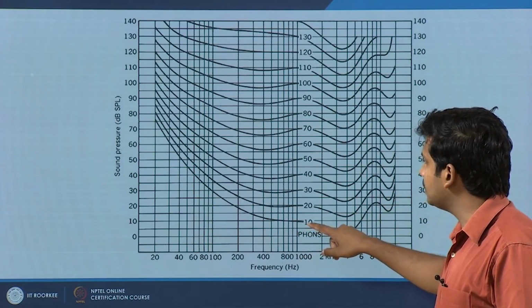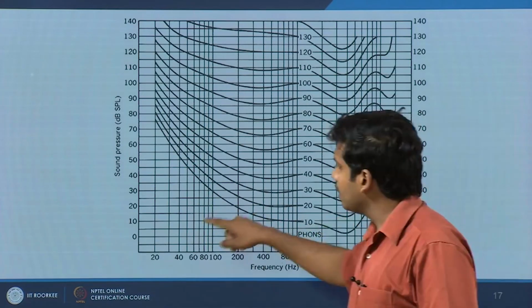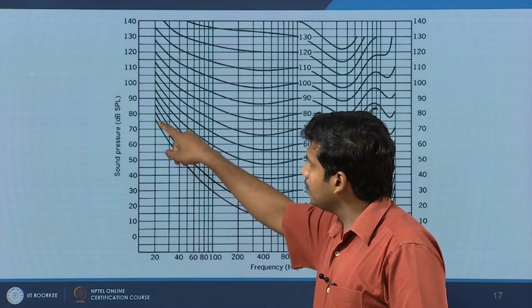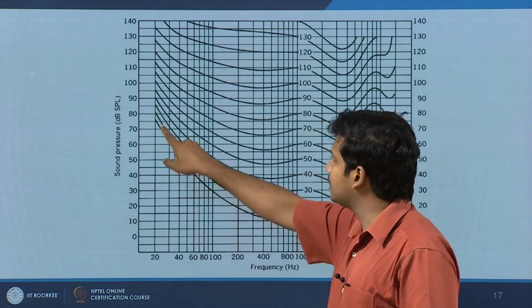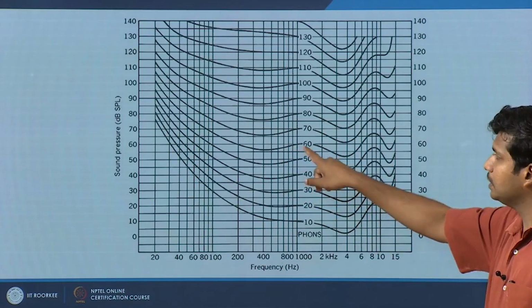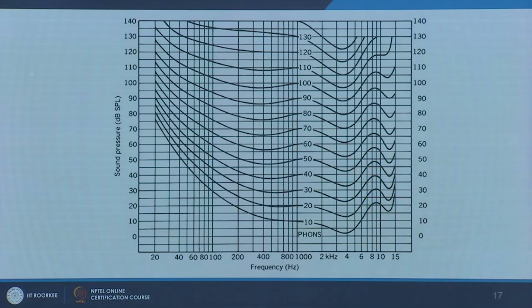Say at 1000 hertz this particular 10 dB, at 20 hertz even the 75 dB sound will be perceived to be equally loud as this particular number. So this is like an equal loudness contour.